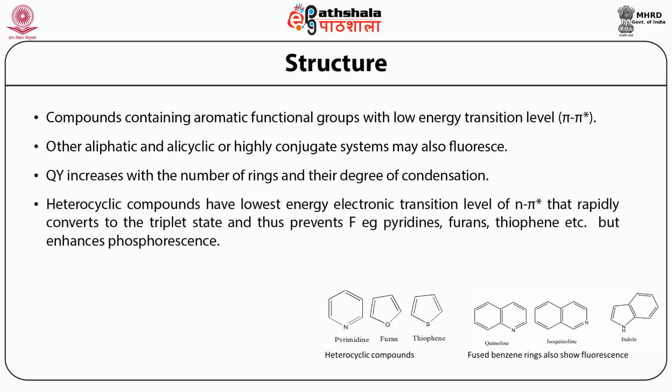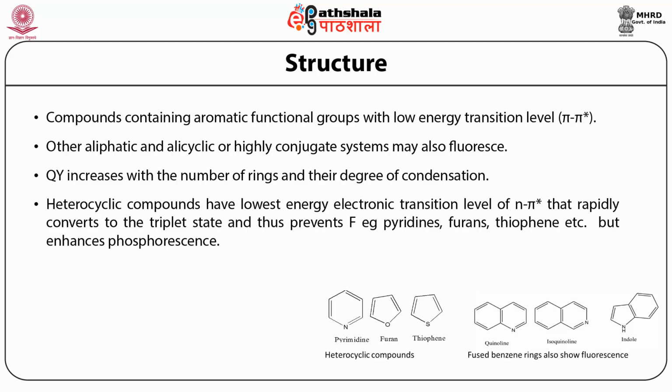Heterocyclic compounds have the lowest energy electronic transition levels because they have heteroatoms. Heteroatom means the presence of non-bonding electrons, so they will show a transition from non-bonding to pi antibonding, and that rapidly converts to the triplet state. So therefore, fluorescence decreases, phosphorescence increases. For example, pyridine, furan, thiophene.